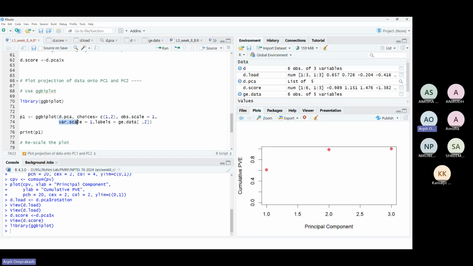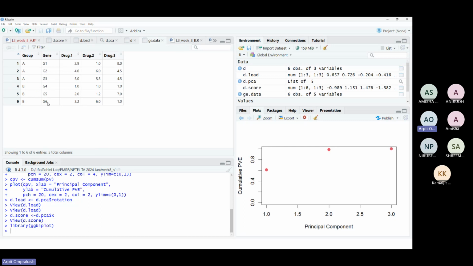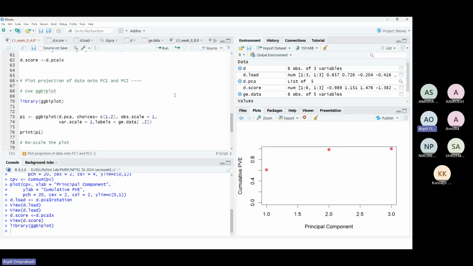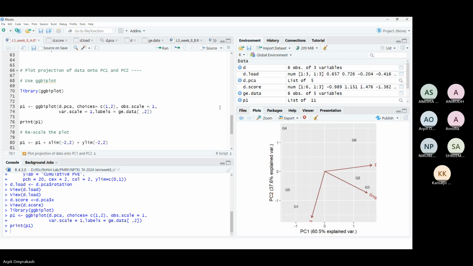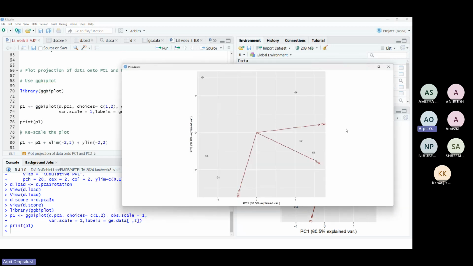obs.scale and var.scale basically scale your data. We are setting it to 1 because we don't want any scaling or changing in our data. And labels is basically g.data, all the rows, second column. G.data second column is gene, so we are using the gene names as the labels here. Okay. Now we are saving the output of this ggbiplot to p1. Now we need to print it to plot it. If we print it and zoom in on it, we see that.